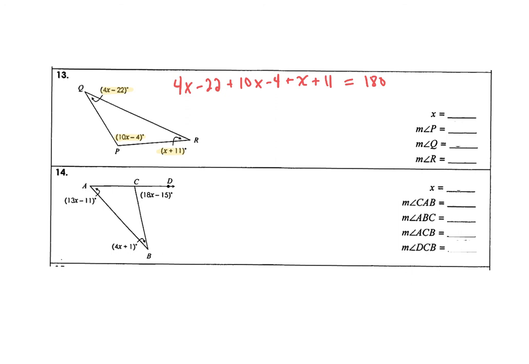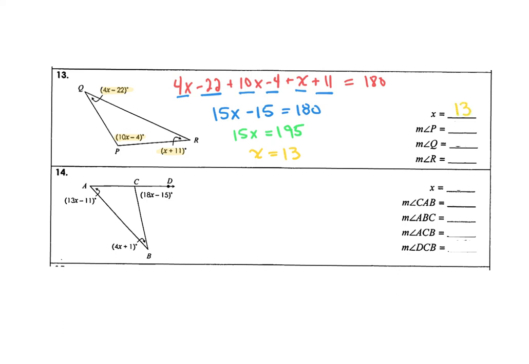We're going to combine our like terms. So we are going to say 4x plus 10x plus 1x. And then we're going to say negative 22 minus 4 plus 11 equals 180. Add your 15 to both sides. Then divide by your 15. All right? And so that gave us the x value.